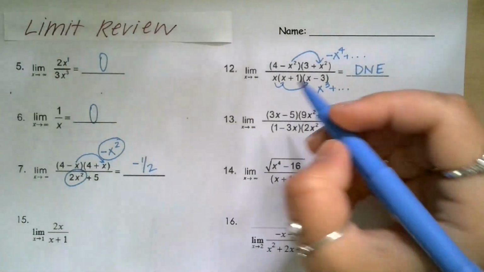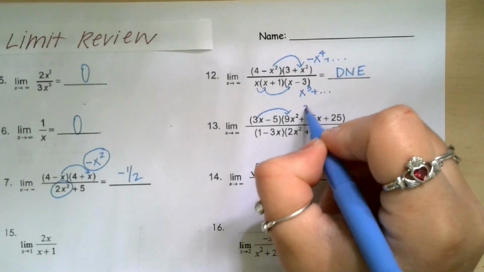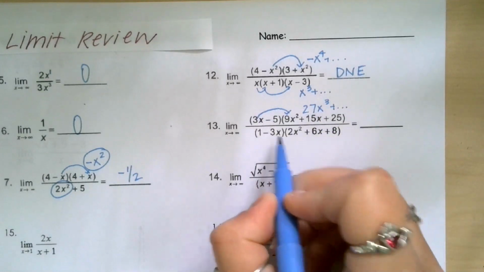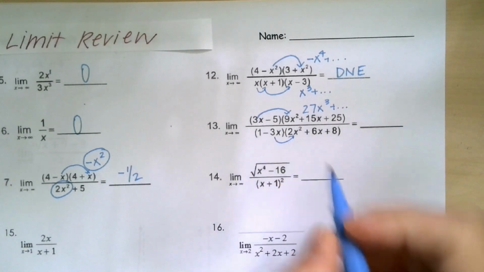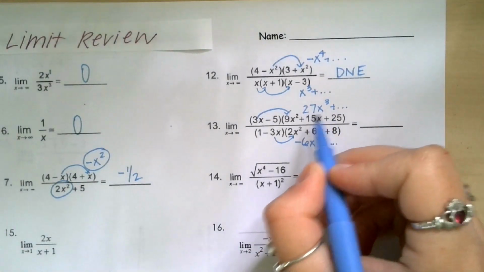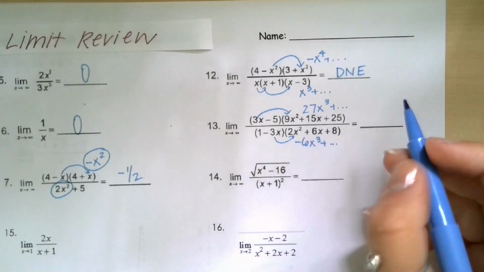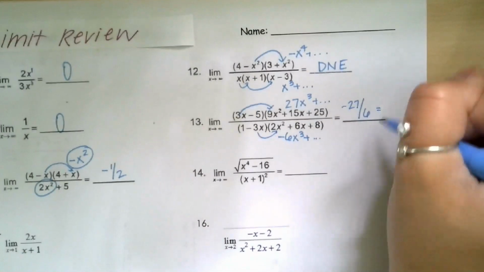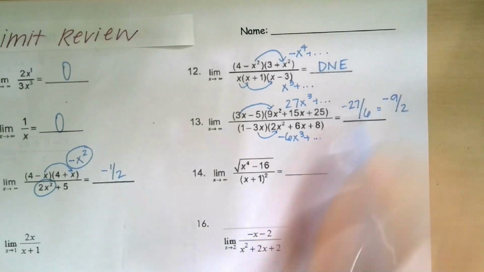All right, so this side, we're going to distribute 3x to 9x squared. That's going to give us 27x cubed plus some other terms. Okay. Now for this one, it's our negative 3x to our 2x squared. It's going to give us a negative 6x cubed plus some other terms. So when we compare these, they're both x cubed. So we're going to do leading coefficient divided by leading coefficient. So it's negative 27 over 6. And then we can clean that up a little bit, and that's actually going to be negative 9 over 2.